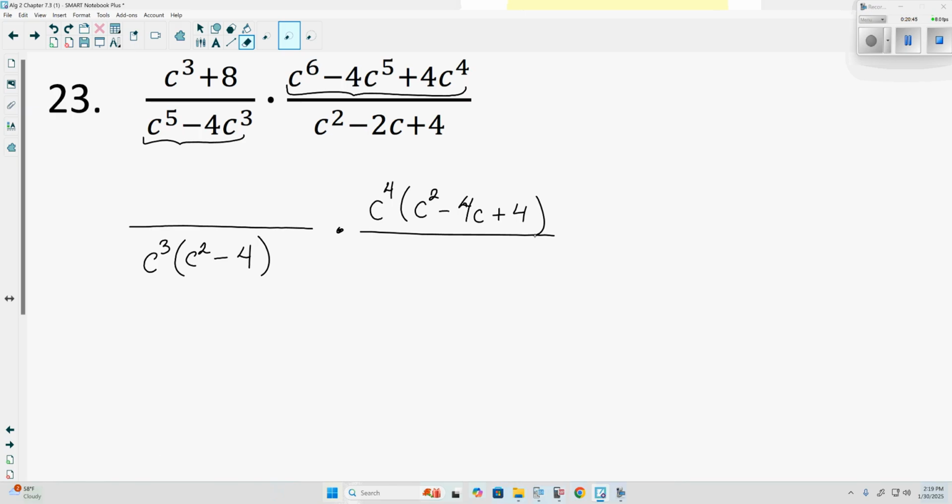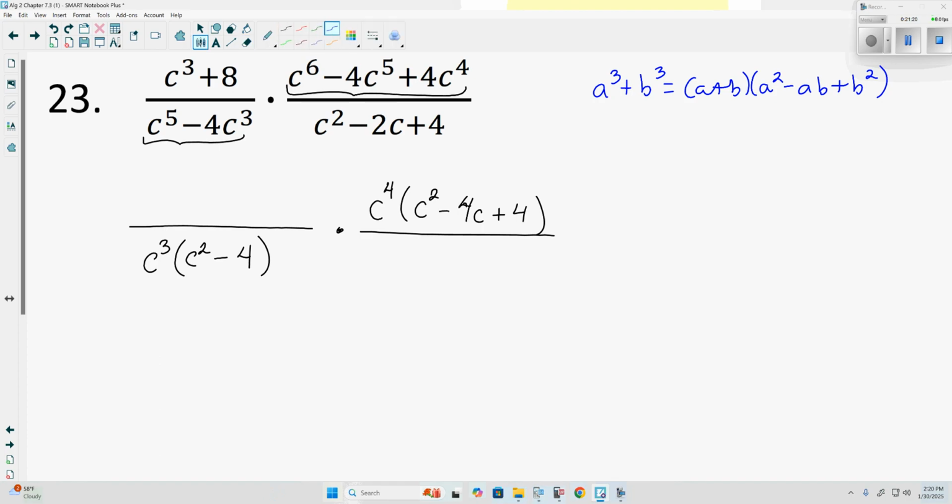C cubed plus 8 doesn't have a greatest common factor between them. C squared minus 2c plus 4 does not. Let's look at c cubed plus 8 first. This here is our sum of two cubes. Minus ab plus b squared.